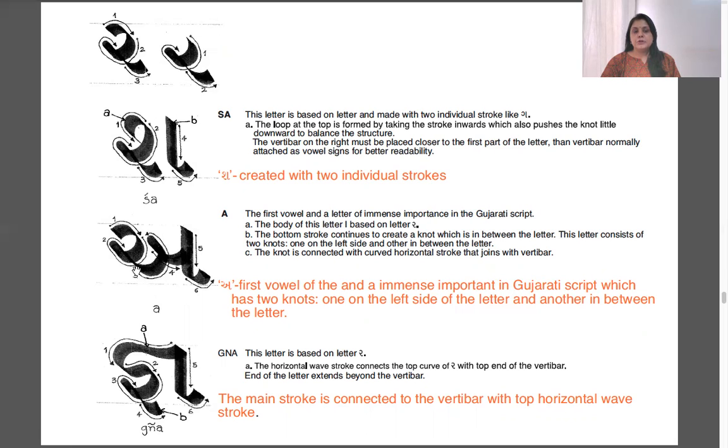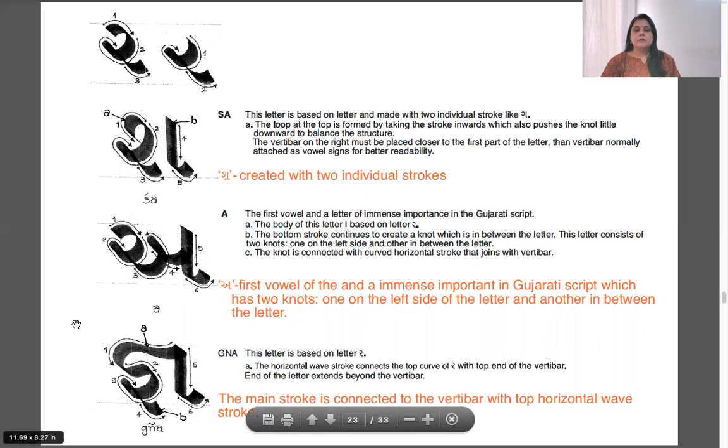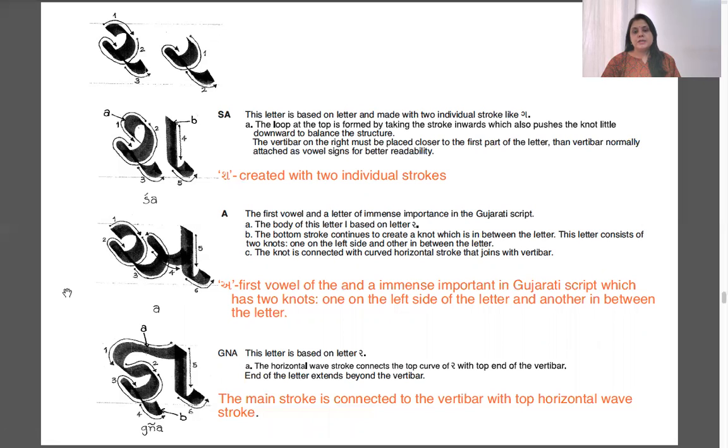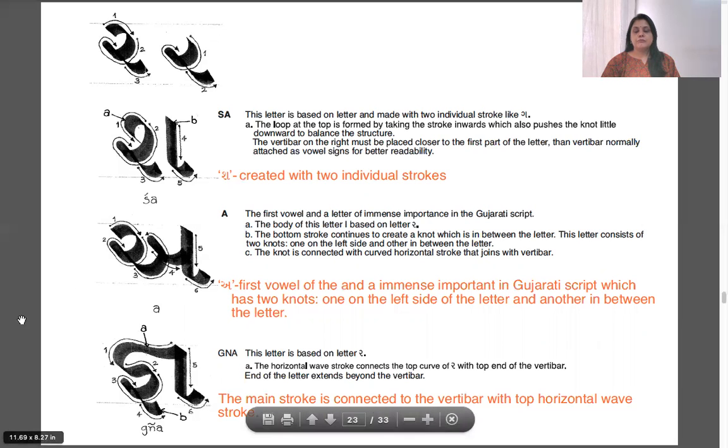Now this is letter A, which is the first vowel of the language and of immense importance in Gujarati script, which has two knots, one on the left side and the other in between the letter. This is letter G. The main stroke is connected to the vertebra with a top horizontal wave stroke. Here you can see the wave stroke.